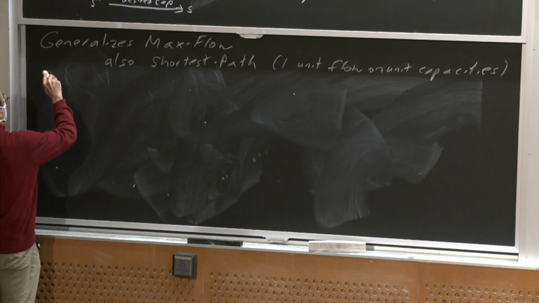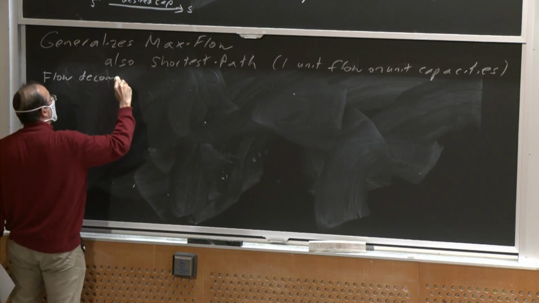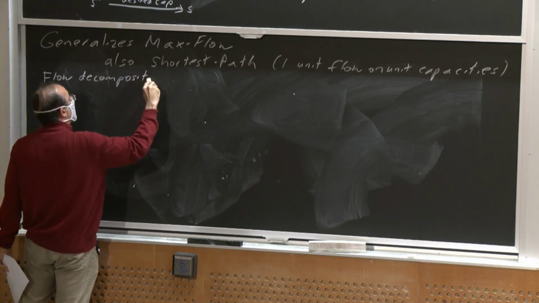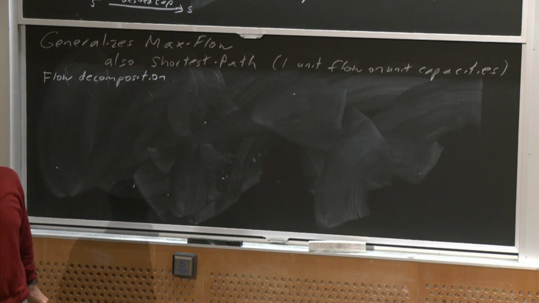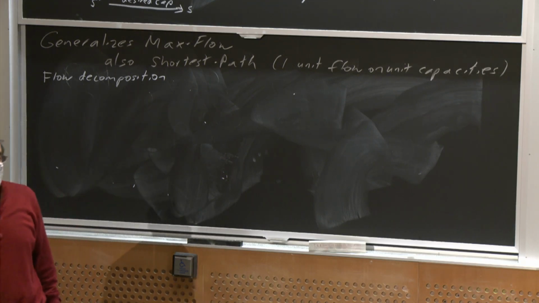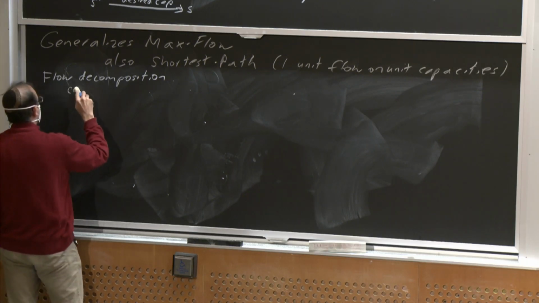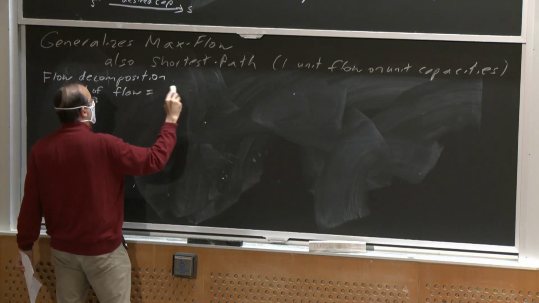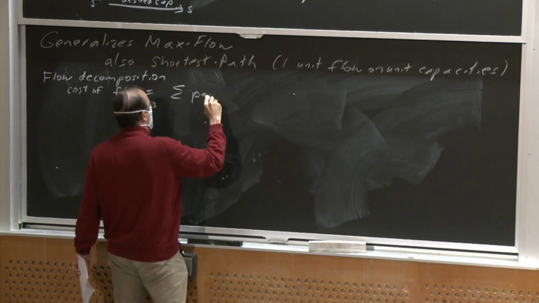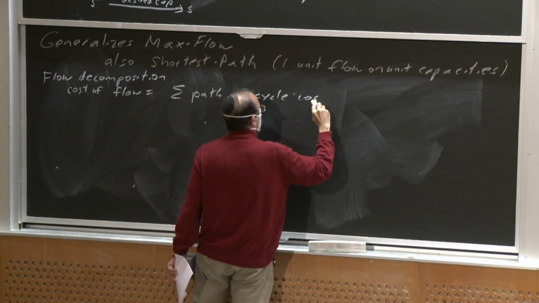So since it generalizes max flow, we can immediately talk about flow decomposition, right? The min-cost max flow decomposes into a set of at most m paths and cycles. But now we also need to talk about the costs, right? So the cost of the flow is equal to the sum of the path and cycle costs.